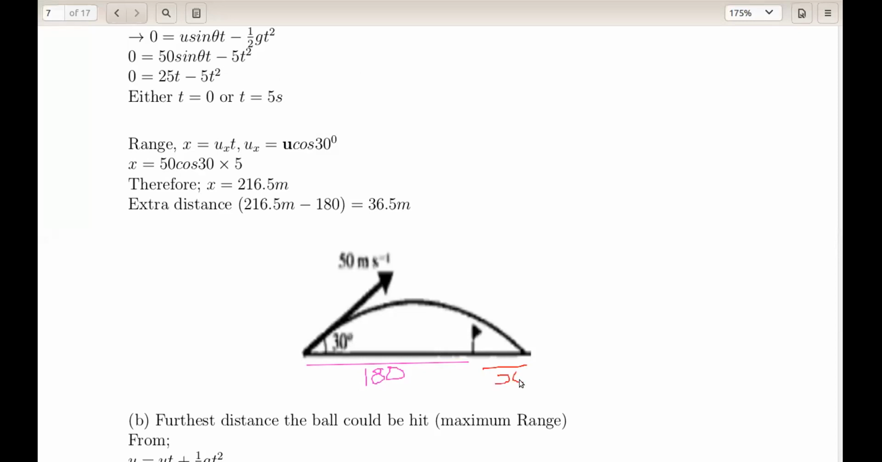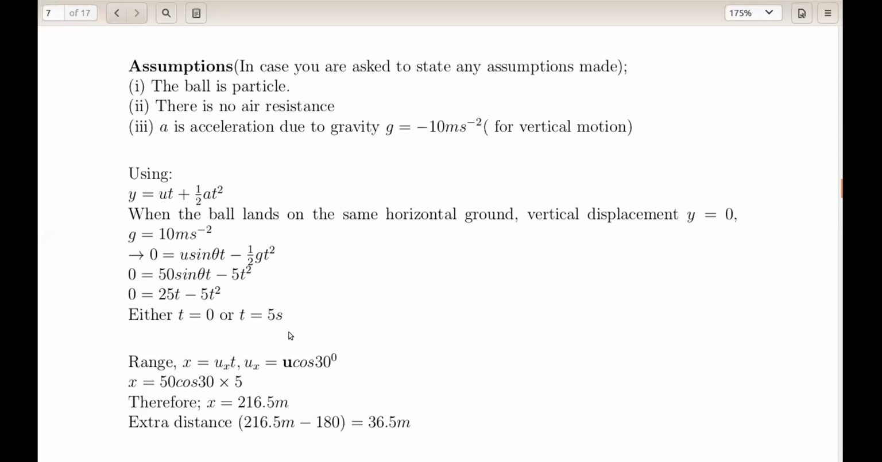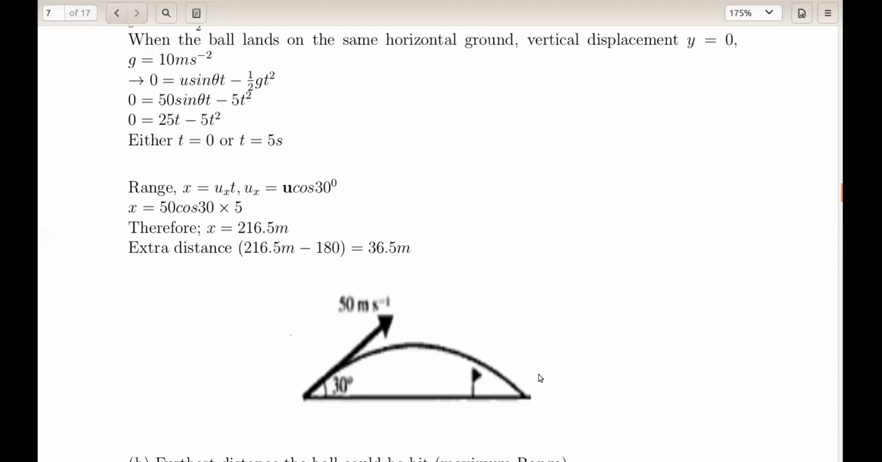So, we can go straight away. Like I told you, there are two methods, the vector approach and the method that we are going to use. But either way, the simplest way is to take this point to be a point X, where X is the horizontal distance, and then the Y. When the particle falls on the same horizontal ground as the projection point, the vertical displacement is zero. We talked about that. So that one can guide you.